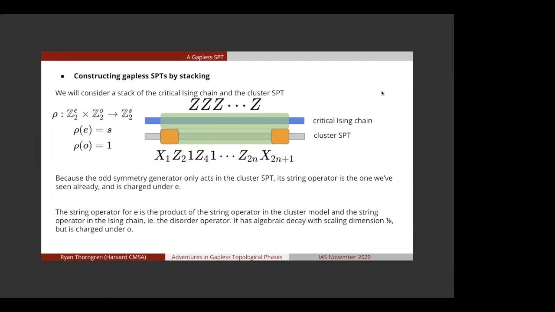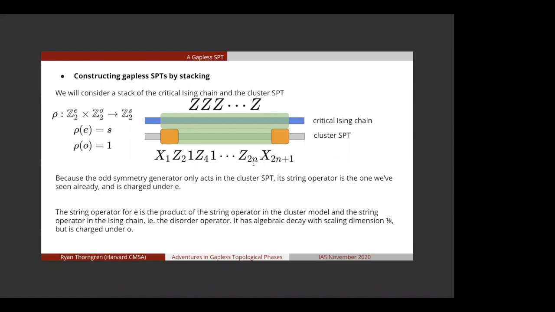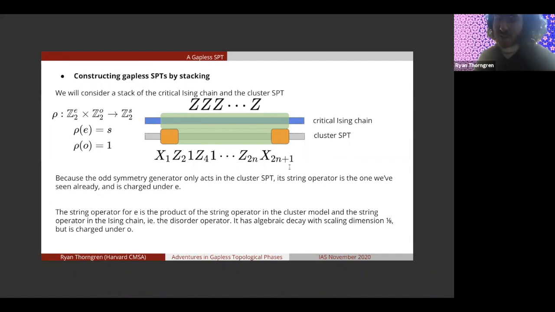Ryan, are there two different kinds of Z's on this slide? Yeah, these are both spin 1/2 chains. The product of Z's up here is acting in the critical Ising chain, and here they are acting in the cluster model that I showed you before. Thank you. You can combine these two. You can make it look less like a stack if you want, but really it's still going to be a stack.